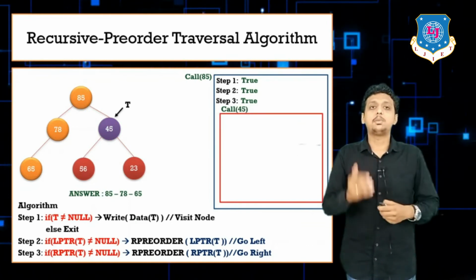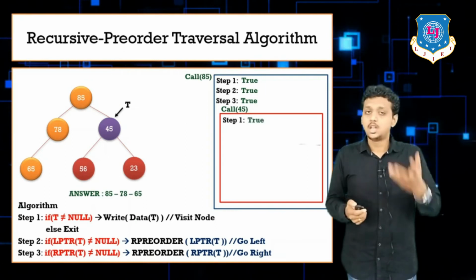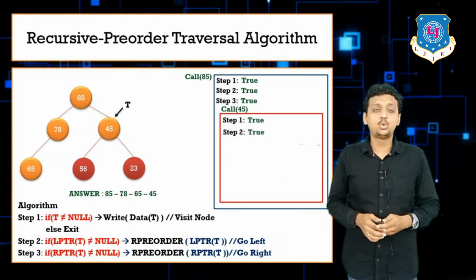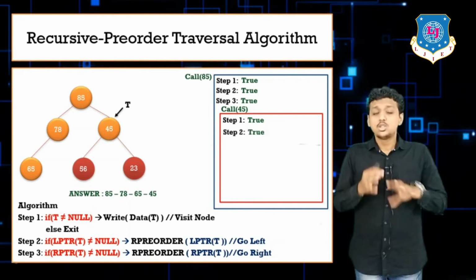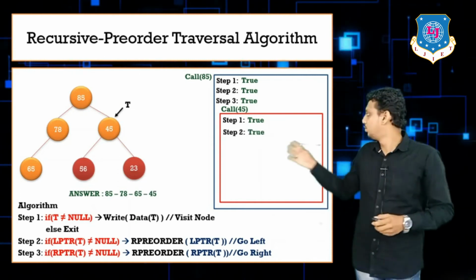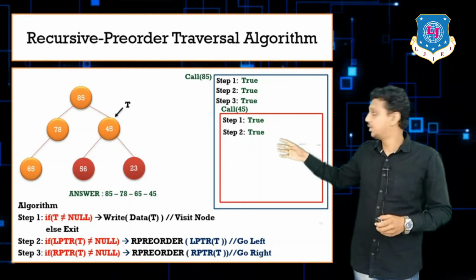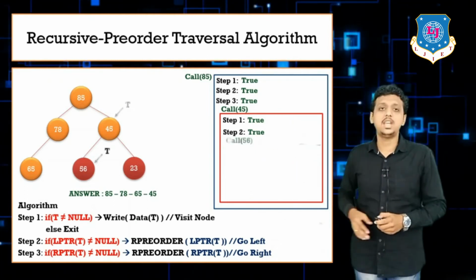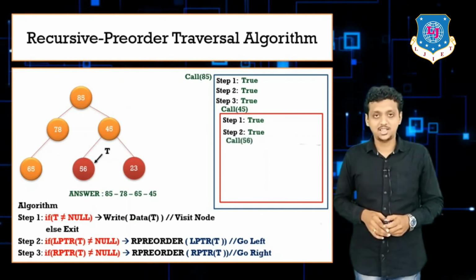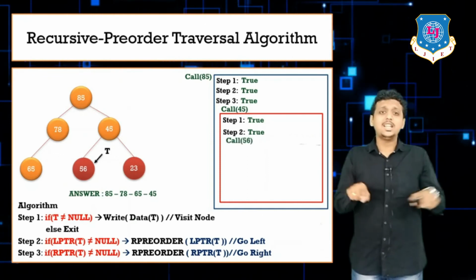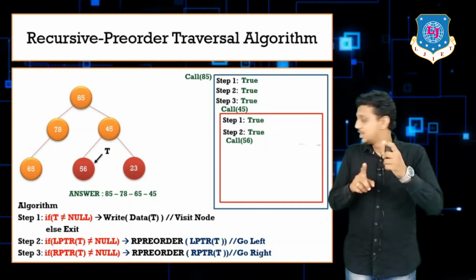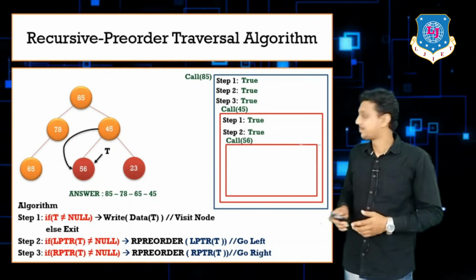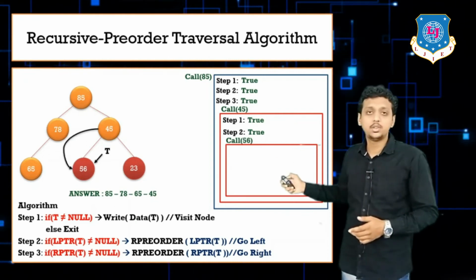Fine. So here step number 1 is true. I'm going to write down the data 45 over there. Then step number 2 is true again, so I just need to move forward to the left side of 45. Students, here we have 56, so another function call is there for node 56. So I'm just calling the function for 56. From 45 I move forward to 56.